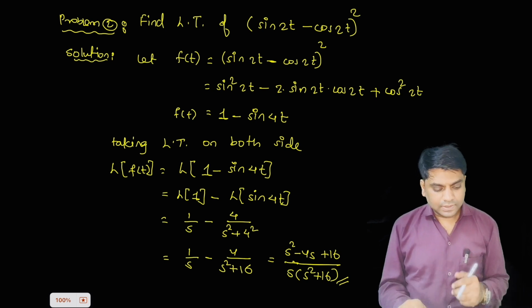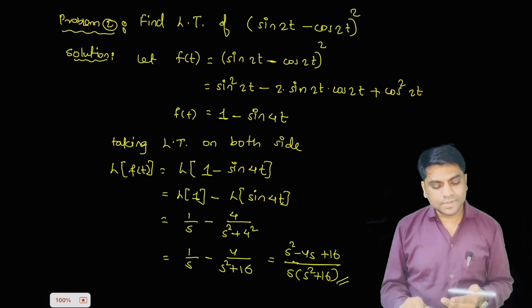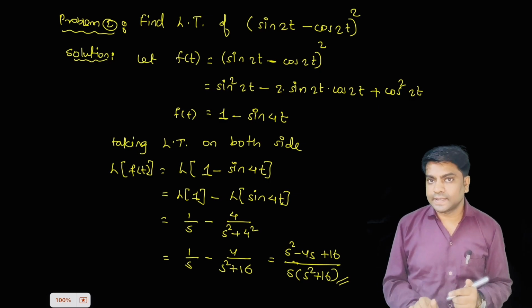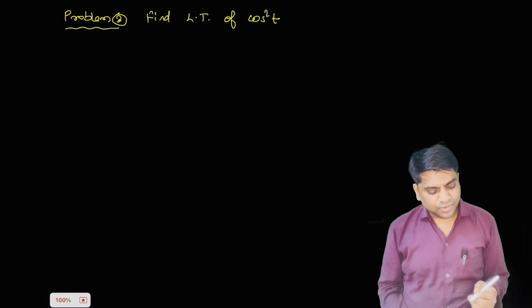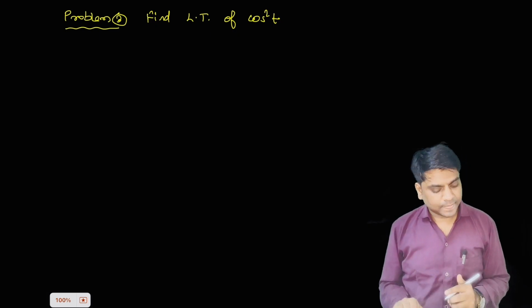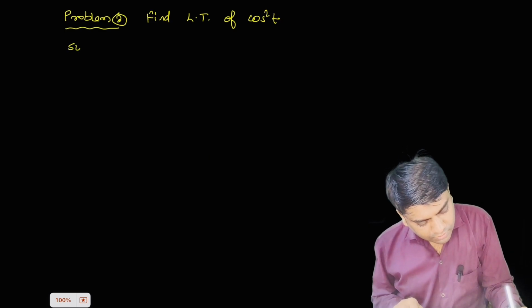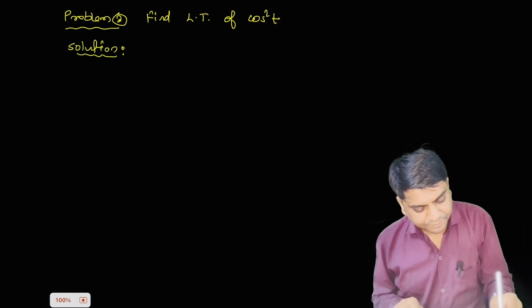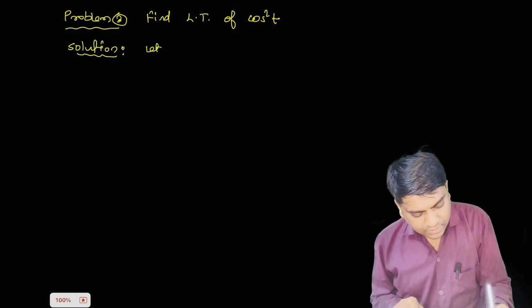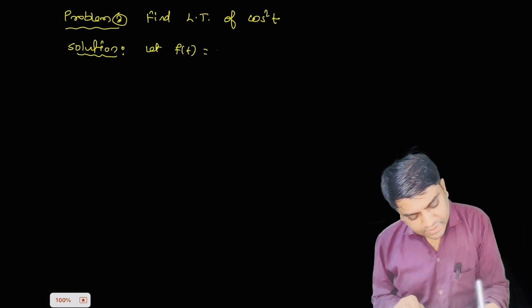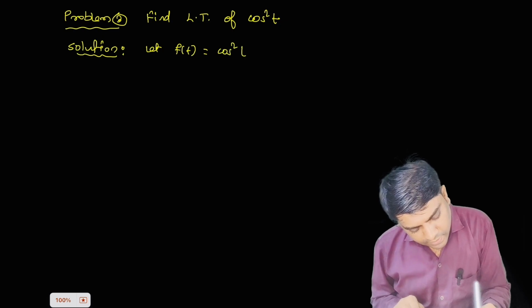Okay, now let's see a few more problems so that the method is properly understood. Okay, so next problem: here we have to find the Laplace transform of cos square t. Okay, so solution, let this function be f of t. So f of t is equal to cos square t.